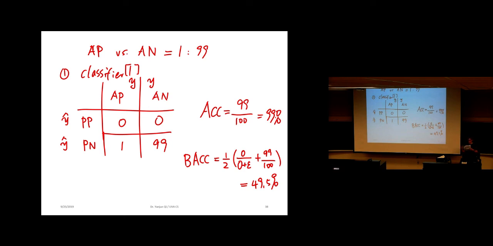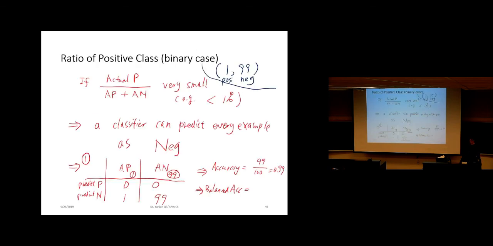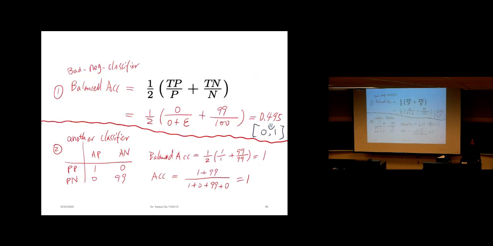Whenever the data is unbalanced, we should look at balanced accuracy, and I have a few examples later to show you. This is the first classifier with this confusion matrix, and this is the second case with this type of confusion matrix. This one predicts really nicely on the 1 and 99. Balanced accuracy and accuracy differ a lot even though there's only one difference here. All right, questions? Okay, that's all for today. Thank you.